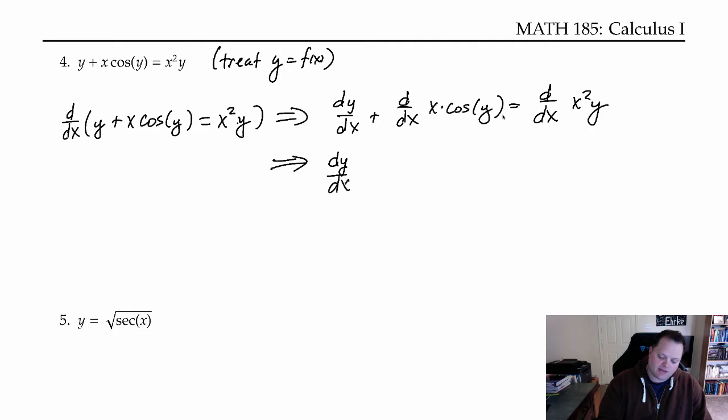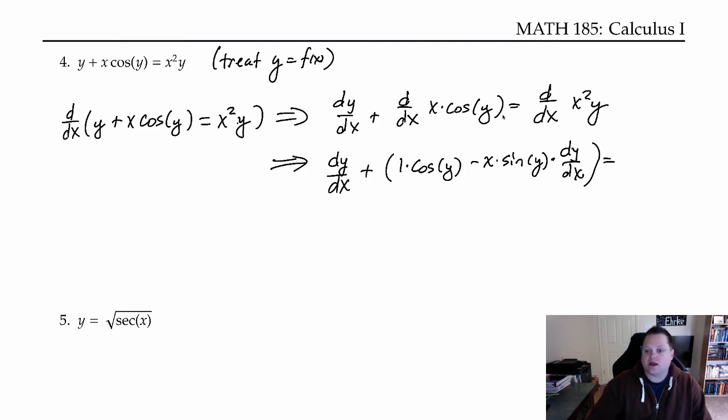So this is dy dx plus the derivative of x, which is 1, times cosine y, plus x times the derivative of cosine, which is minus sine. So I'm going to change this to a minus. So it'll be minus sine of y, but then I just took the derivative of a y, so I have to multiply by y prime. Okay, on the right-hand side, product rule. The derivative of x squared is 2x. The derivative of y is y prime, or dy dx. And so there is the correct derivative taken on both sides.